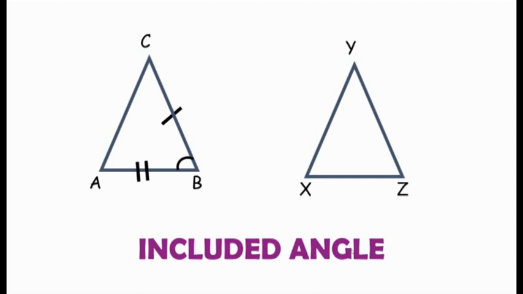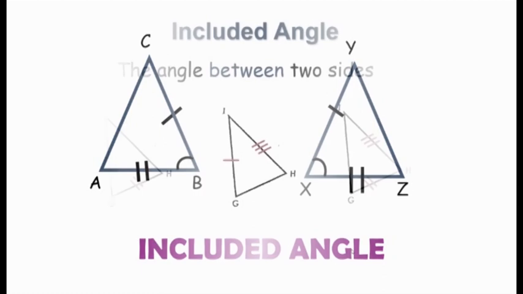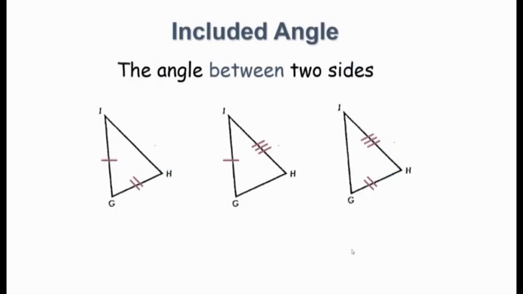Take a look at the other triangle, side XY and side XZ. We need to put an angle right between these two sides, and that would be angle X. Angle X is considered an included angle. So, included angles are angles between two sides.